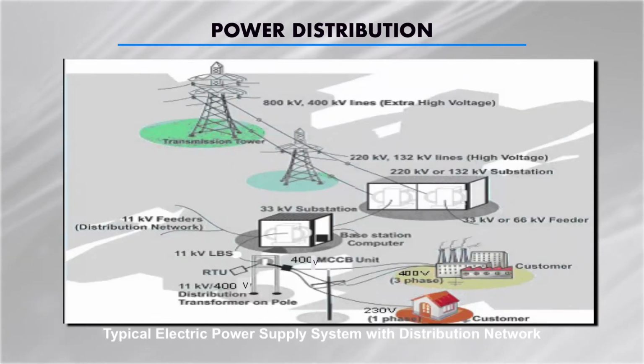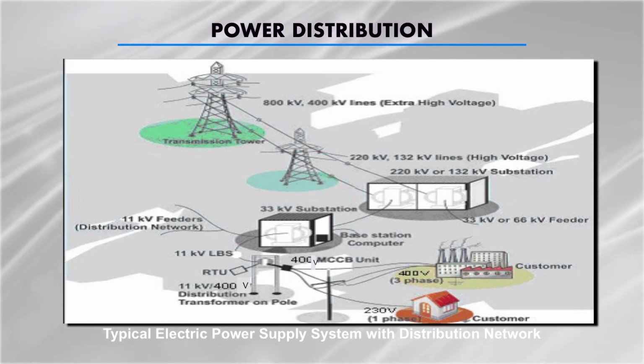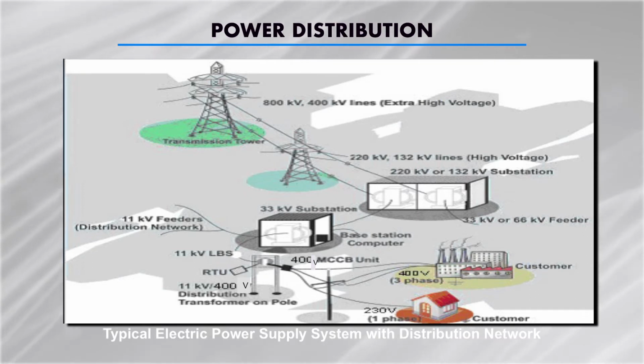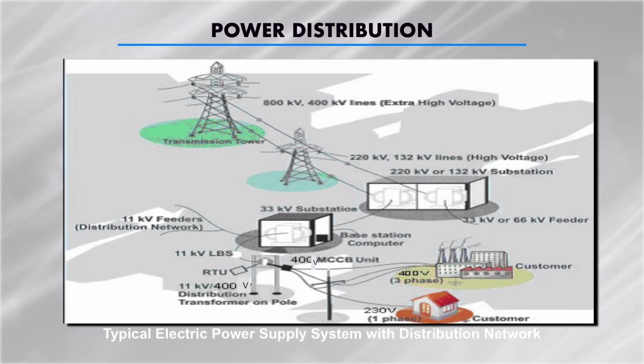So, here is the typical electric power supply system with distribution network. I am showing it here to give you a broad idea about how the power is being transmitted, and the various towers are shown here. Then at various voltage levels, step by step, there is high voltage transmission, then different substations are there.